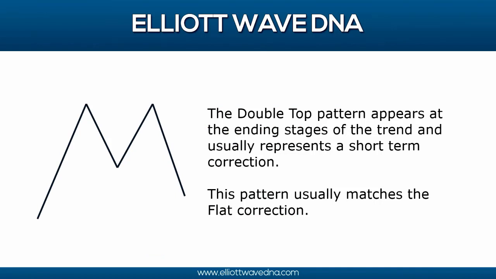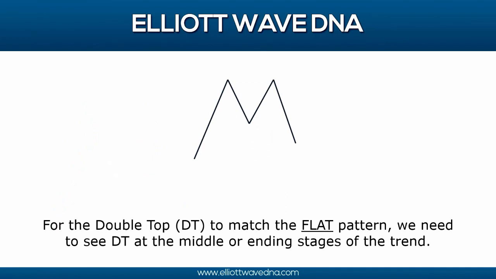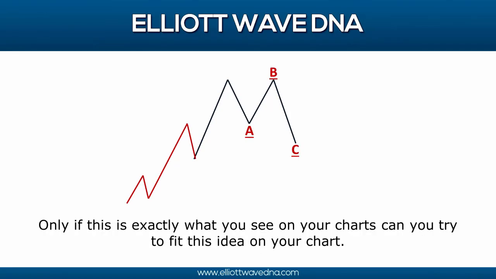The double top pattern appears at the ending stages of the trend and usually represents a short-term correction. This pattern usually matches the flat correction. For the double top to match the flat pattern, we need to see the double top at the middle or ending stages of the trend. Only if this is exactly what you see on your chart can you try to fit this idea on your chart.